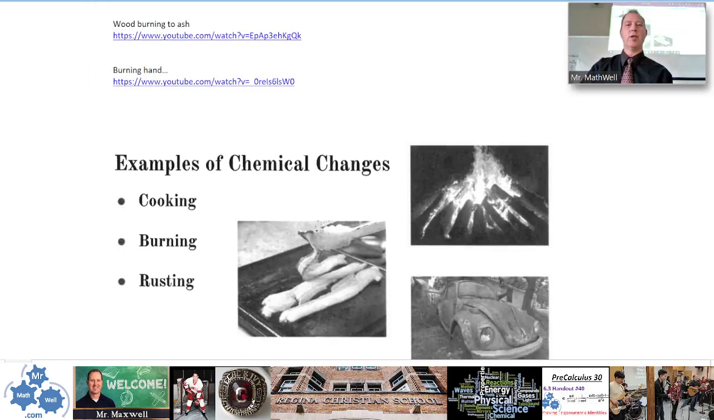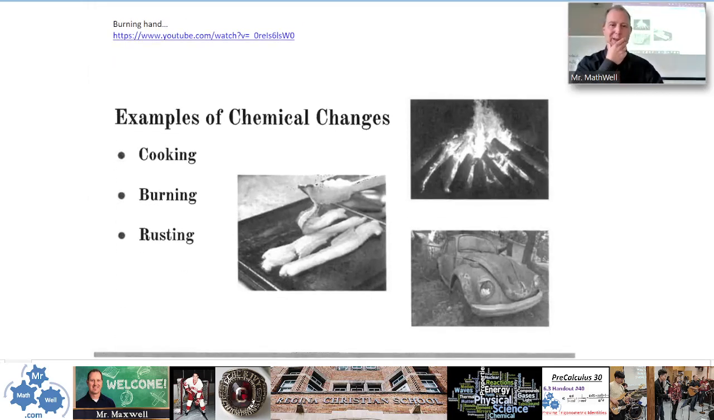Okay, now we do have some on the page here. If you look down in your notes, cooking was mentioned. We talked about burning and rusting, so those are great examples. There's a diagram there with bacon. So there are new substances being formed.